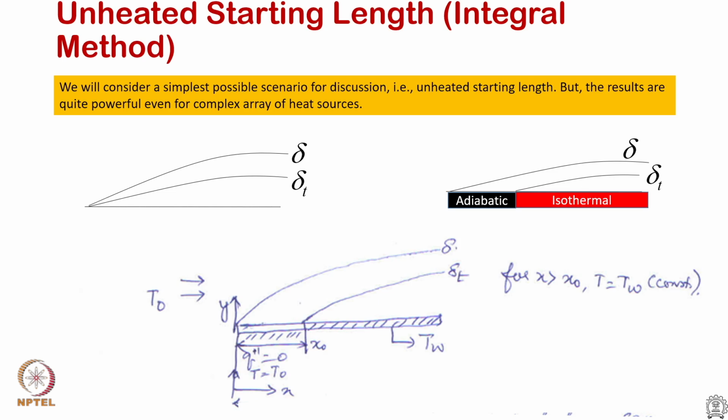So, as the simplest form, we will try to make use of the integral method that we developed in the past as part of this course, and start with the unheated starting length problem. And this is a very powerful problem that can eventually give a very important concept for the adiabatic heat transfer coefficient. So, we will discuss that in the next module as we move forward.